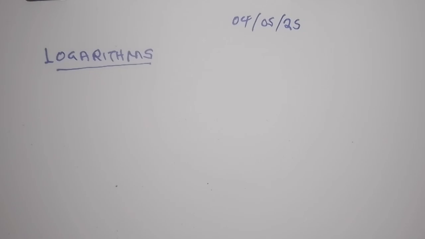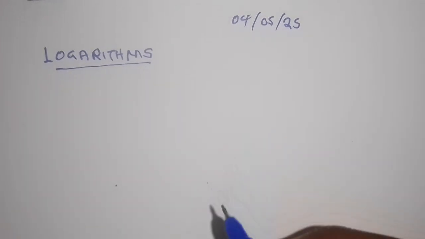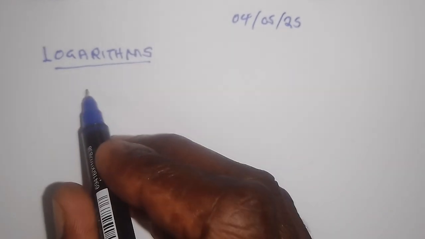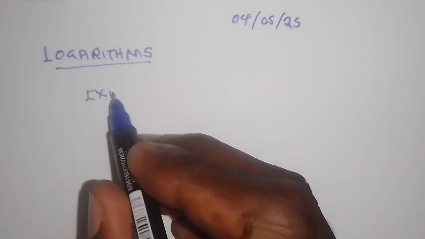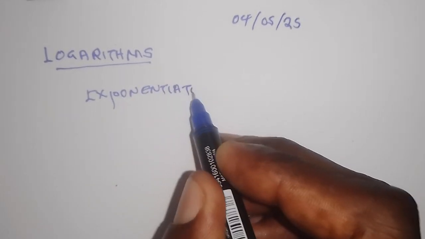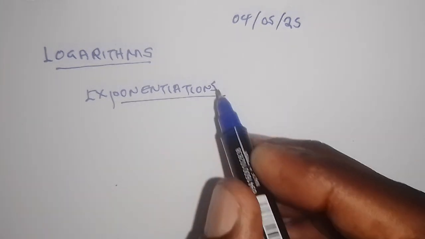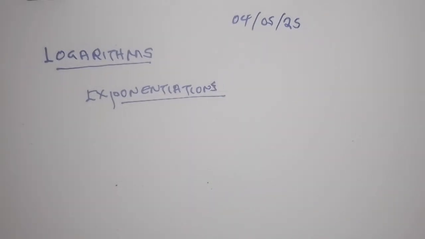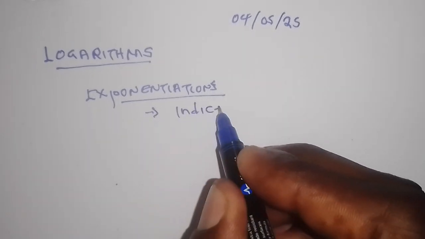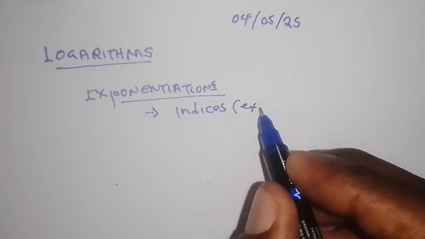In today's video, we're going to look at logarithms. For us to understand what logarithms are, we first have to remind ourselves that logarithms are simply the inverse of exponentiation. So they are basically the inverse of each other. Now we understand that exponentiation goes back to the indices, or exponents.